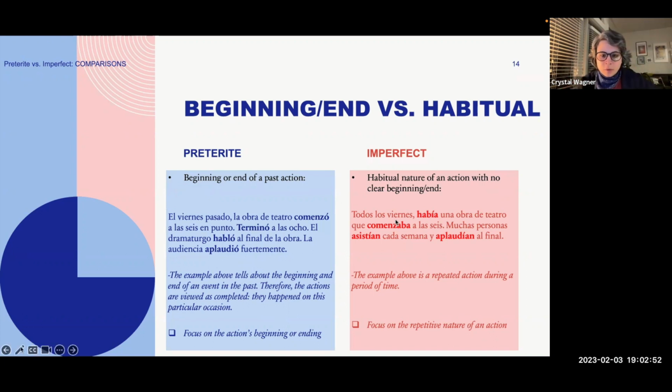On the other hand, here on the right, I have todos los viernes, all the Fridays. It doesn't tell me when this started, what Friday, or, you know, if it was all the Fridays of this month, etc. It just says todos los viernes había una obra de teatro que comenzaba a las 6. So all I know is that this used to happen every Friday, where there was a play that would start at 6. So again, imperfect. It's in the past, but it is an indefinite past.